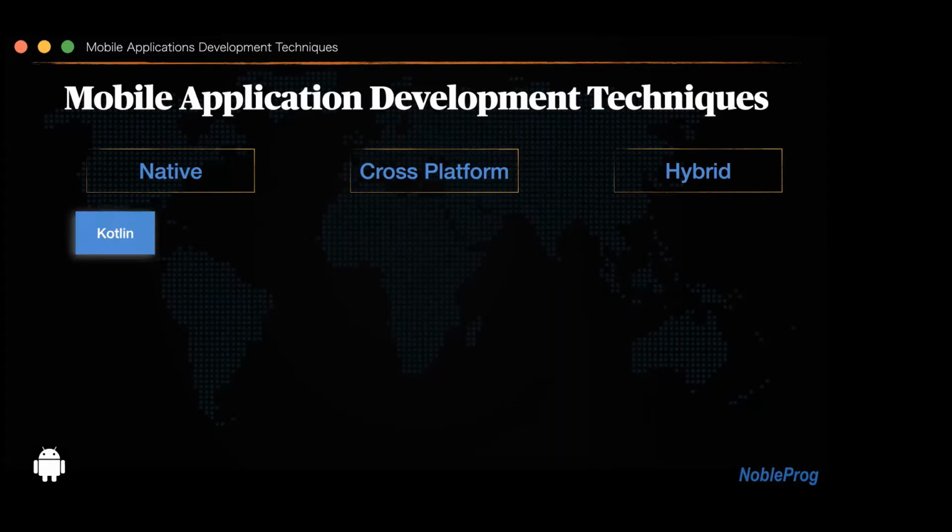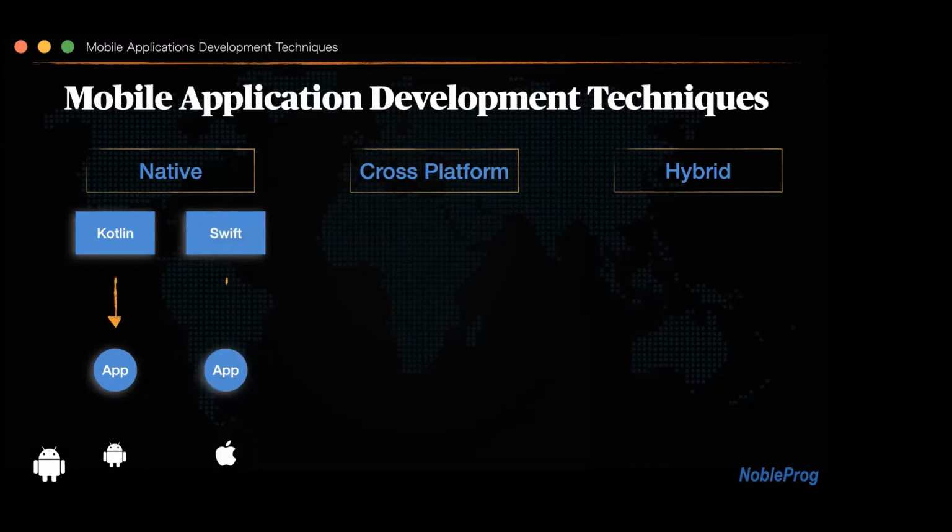Let's go for the native. What happens when I develop a native application? For a native application, you will build the application in Kotlin, for instance, and this application will be compiled and give you an app that will run directly on the operating system, which is Android. And you will be building another application using Swift that will be executed and given an output, which is an app that will be developed and built on iOS.